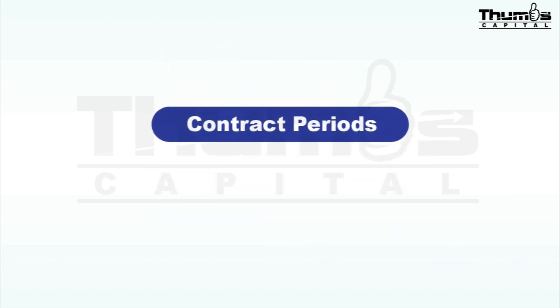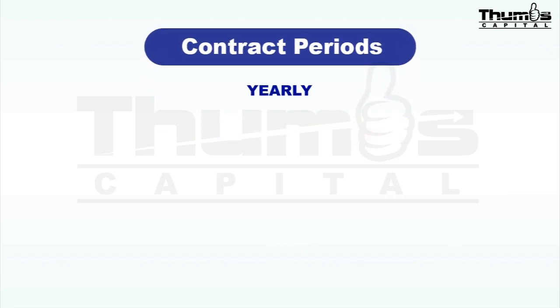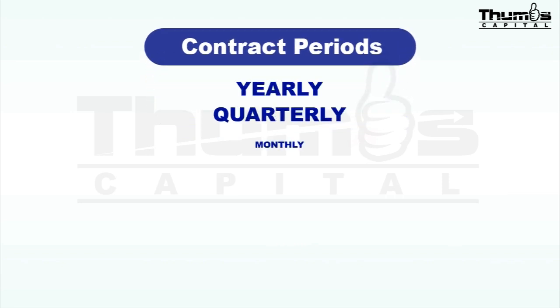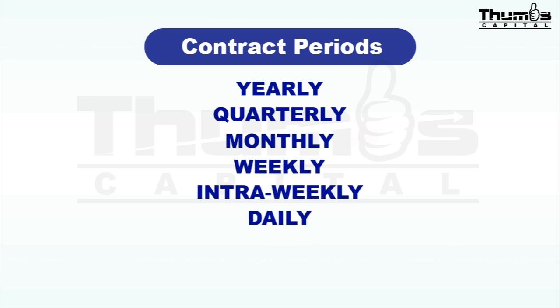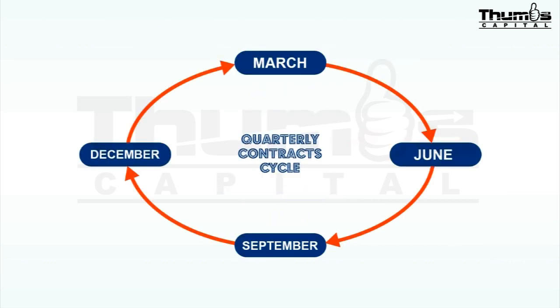The contract periods traded in the futures market include yearly contracts, quarterly contracts, monthly contracts, weekly contracts, intra-week contracts, daily contracts. The yearly contract is usually opened at the beginning of the year and ends at the end of the year. The quarterly contracts are opened in every quarter. So the first one comes in March, it closes in June, and the new one opens in June, closes in September. New one opens in September and closes in December. So the quarterly contract months are March, June, September, and December.